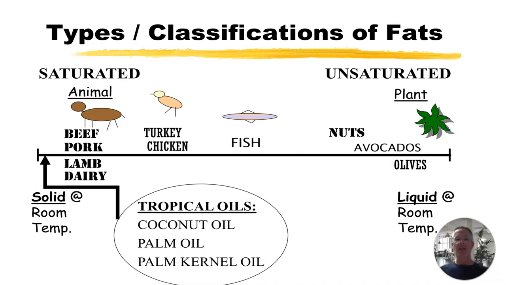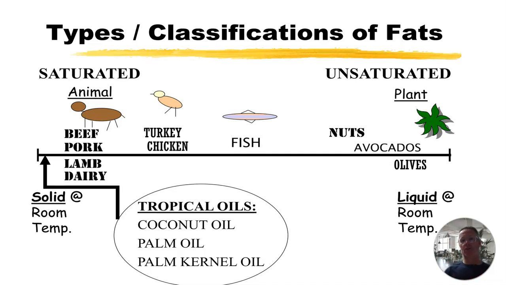So saturated fats tend to come from animals. And you look at the more dense meats that are in saturated fats like beef and pork, and then a little bit lighter when you talk about turkey and chicken. And those tend to be solid at room temperature. Your unsaturated fats are typically from plant sources, so nuts, avocados, olives, those sorts of things. And those tend to be liquid at room temperature.